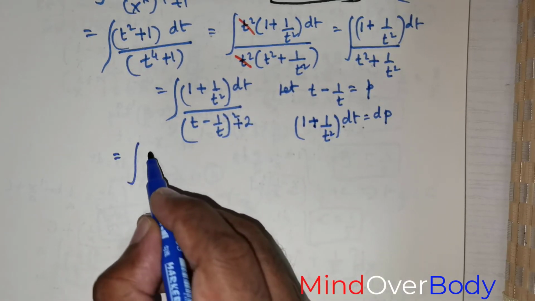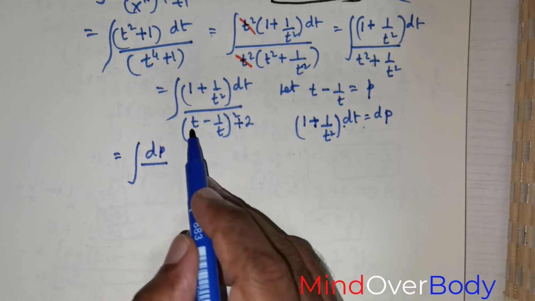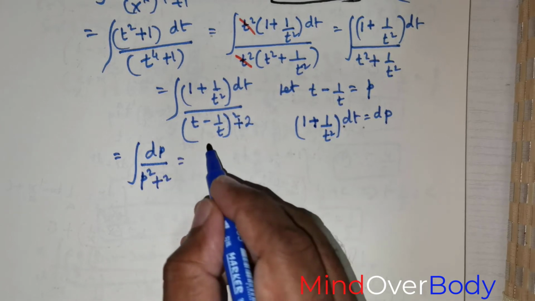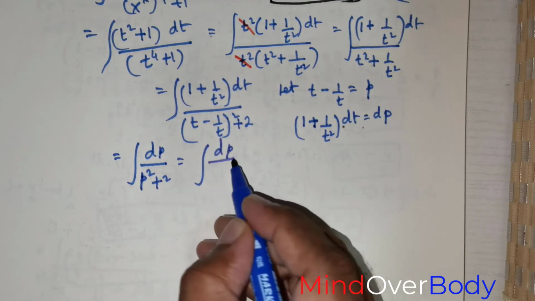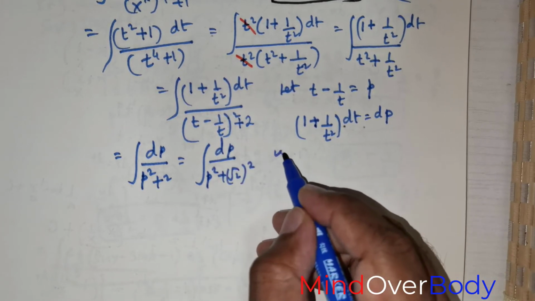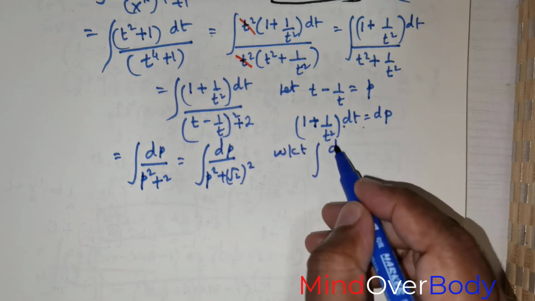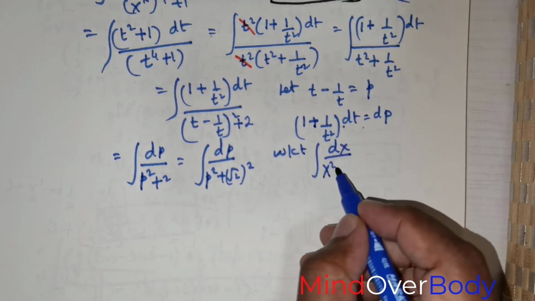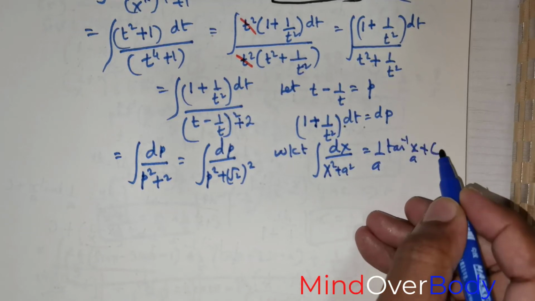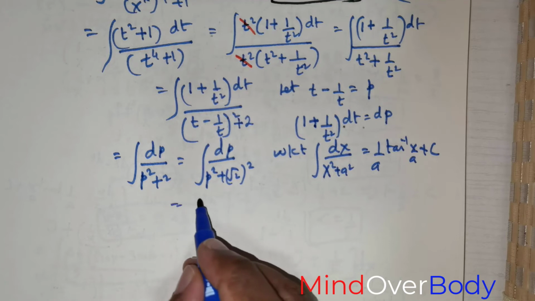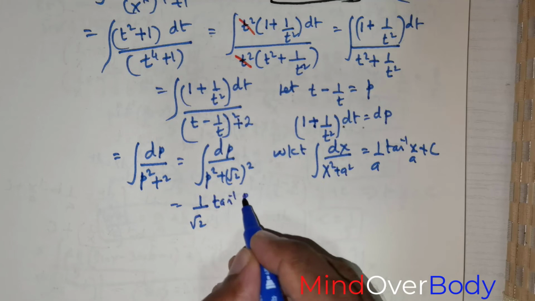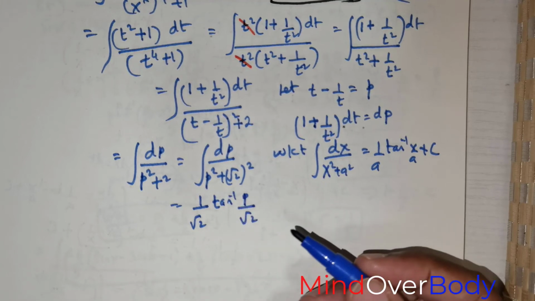So this is equal to the integral of dp divided by, in place of (t - 1/t), that's going to be p^2 + 2. I'm going to rewrite this as the integral of dp over p^2 + (root 2)^2. Now we know the formula. So what is the formula we know? We know that the integral of dx over x^2 + a^2 is equal to (1/a) tan inverse of (x/a) + c. So using the formula, this is going to be 1 over a, that's going to be root 2, tan inverse of x over a. Fair enough, right?